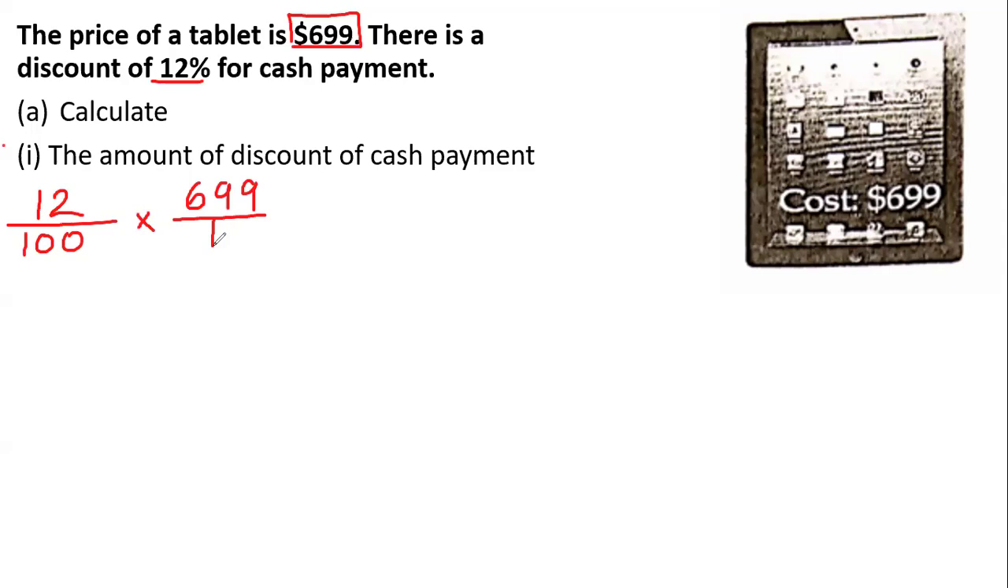Since we can't cross out zeros, we multiply 100 by 1, which is 100. And then we're going to multiply 12 by 699. So 100 times 1 is 100. We know that out of our head. What is 12 times 699?